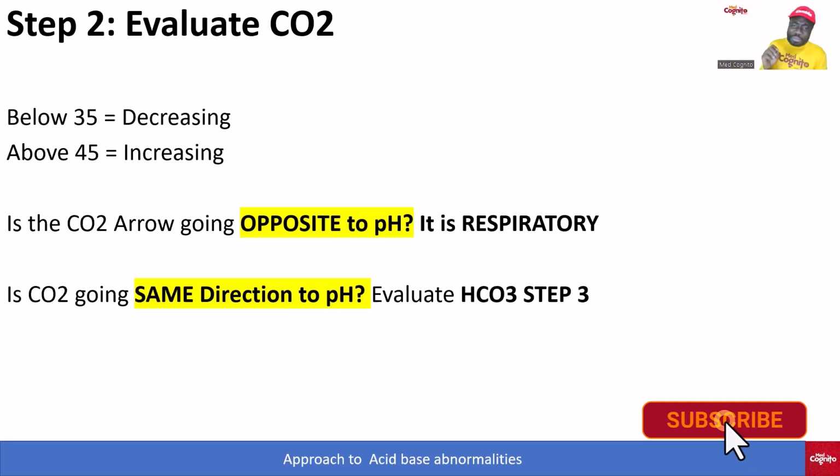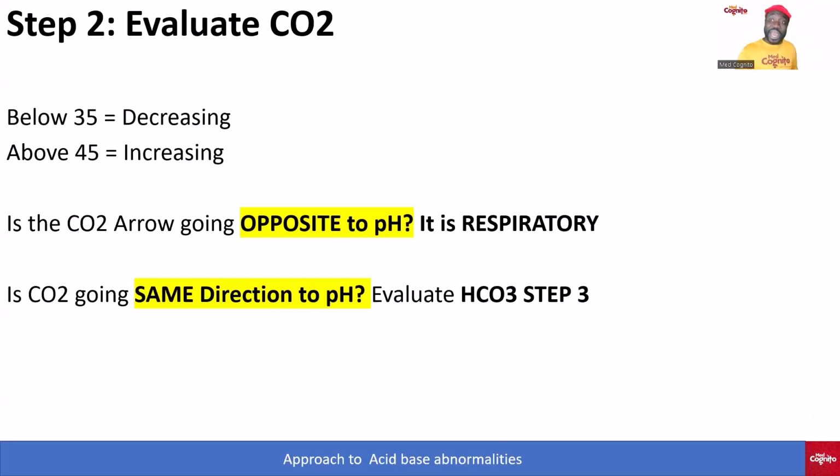Now, I am saying something. If the pH says alkalotic, and the arrow for the CO2 is pointing in the opposite direction, then you already know that your pH is 7.62, the patient is alkalotic, and the CO2 is pointing in a different direction. And CO2 is controlled by breathing. So even without any hesitation, just write that your answer is respiratory alkalosis. Simple.